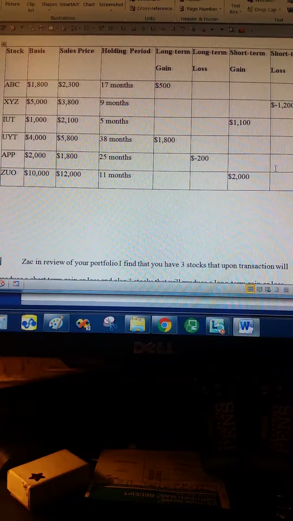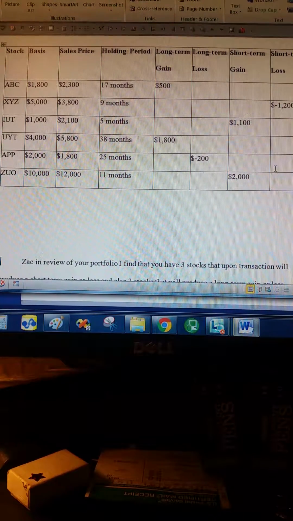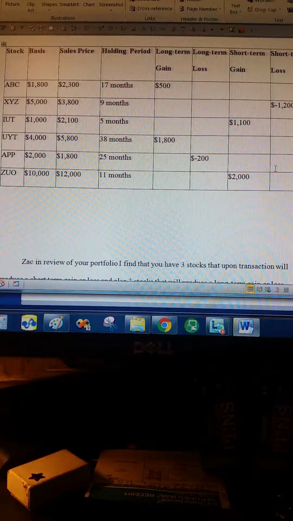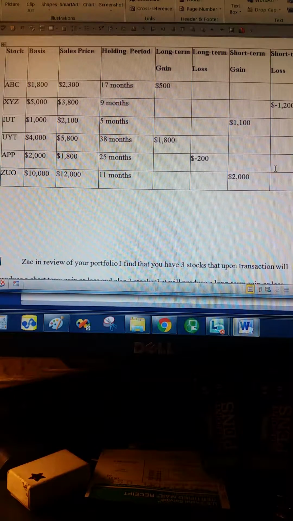Calculate your net long-term loss separately from your net short-term loss. If you carry forward a loss, it keeps its category of long-term versus short-term, so you can't simply lump them all together. For example, if you have a short-term loss of $1,200 with XYZ and a long-term loss of $200 with APP, but also a long-term gain of $1,800 with UYT and a short-term gain of $1,100 with IUT, you have a net short-term loss of $100 and a net long-term gain of $1,600.